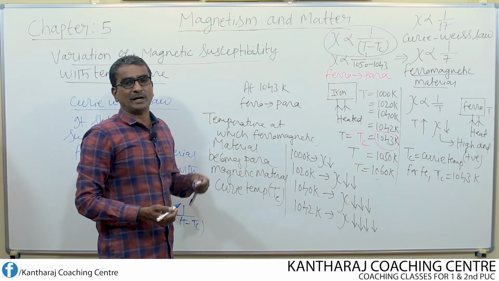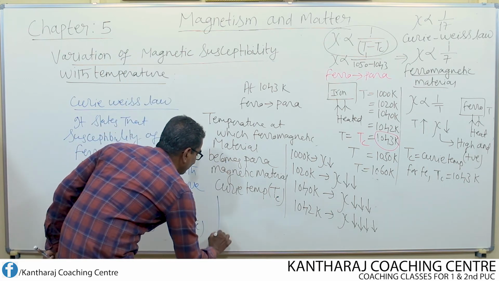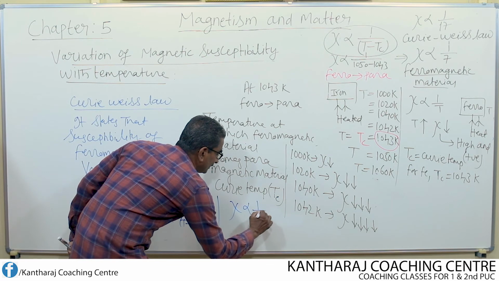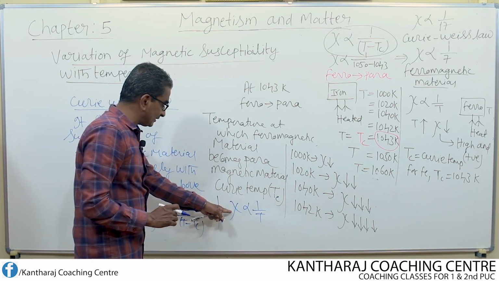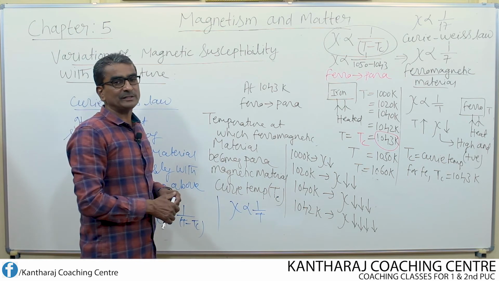Whereas in case of paramagnetic material, we state Curie law. What is the Curie law? Susceptibility is inversely proportional to absolute temperature. This is Curie law and this is Curie-Weiss law. So this is the difference between these two laws.